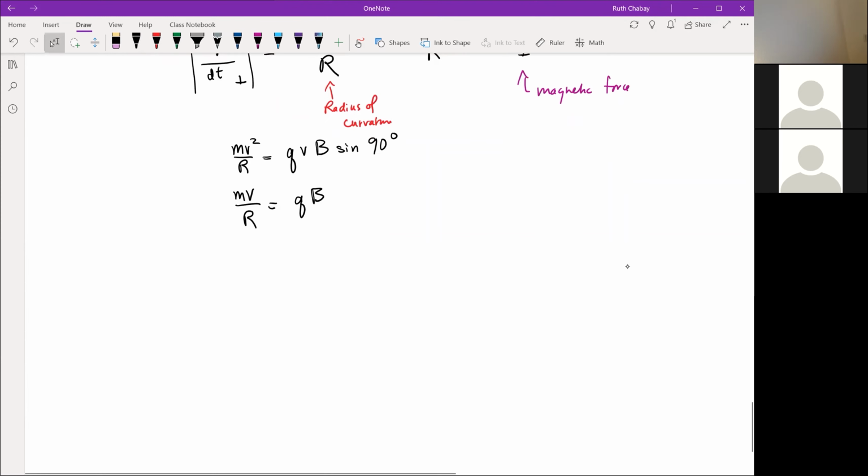And we can solve that in various ways. One thing we can do is solve for the radius of the orbit, which is going to be mv divided by qB. This is actually a magnitude of q. So the radius depends on the ratio of the mass of the object to the charge of the object.